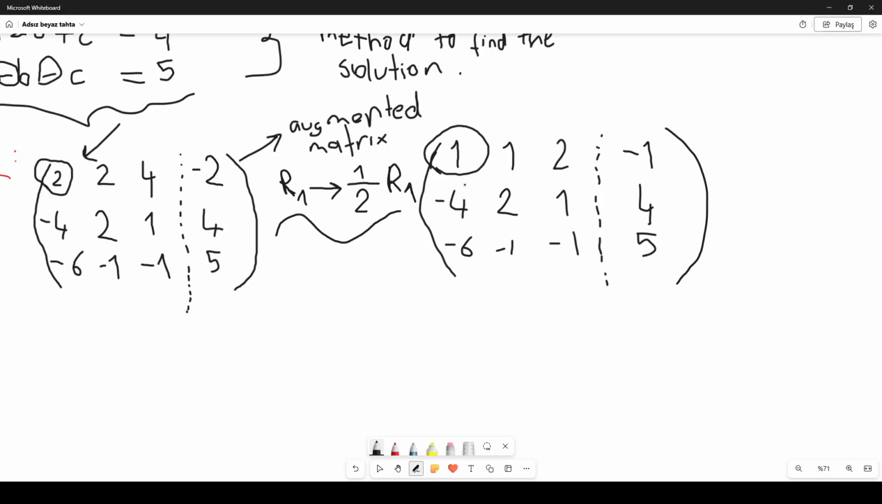The third property says that every other value besides the leading entry in its column must be equal to 0. So I must eliminate these values. -4 and -6 must be 0, right? Because the leading entry in the first row has its column values -4 and -6, but they must be equal to 0. And now my second step, the following step, should be to convert these values into zeros.